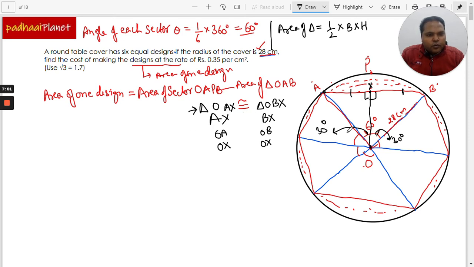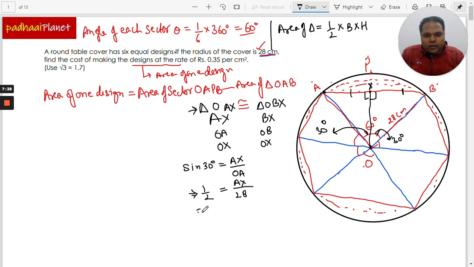So we have got OAX, and if I want to take the value of sine 30 degree in this, sine 30 degree is equal to AX upon OA, right? Because AX is opposite and OA is hypotenuse. And we know the value of sine 30 degrees, so we can simply write 1 over 2 is equal to AX, we need to find out. So OA is 28, right?